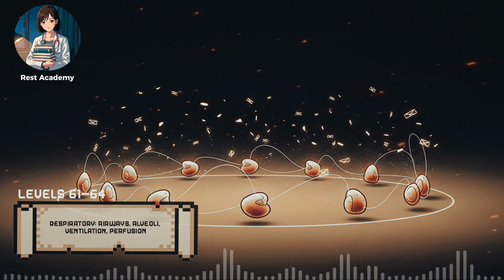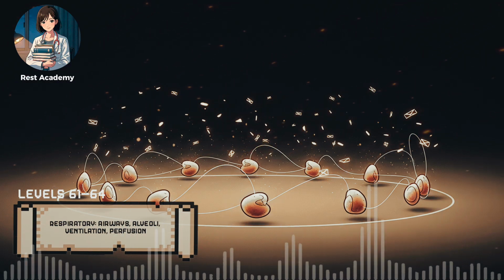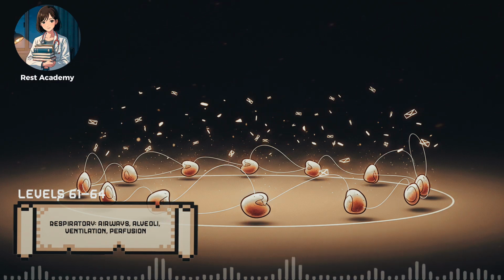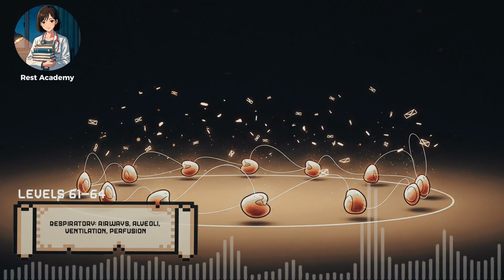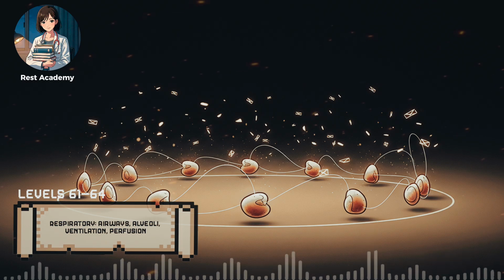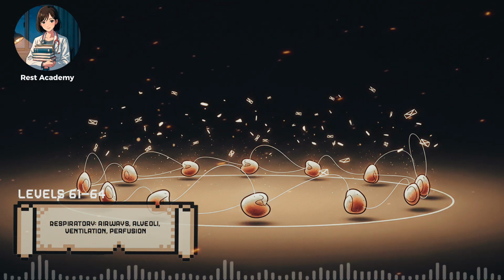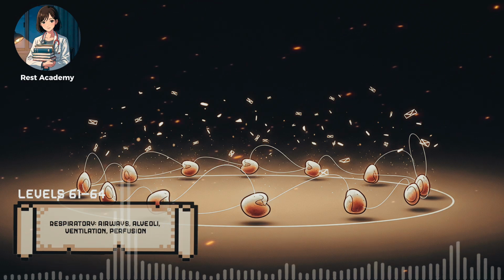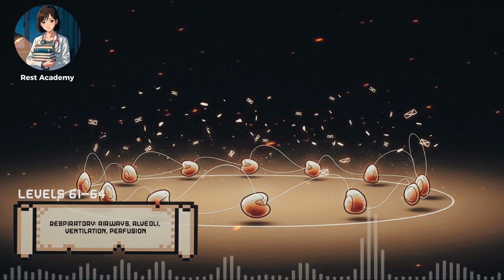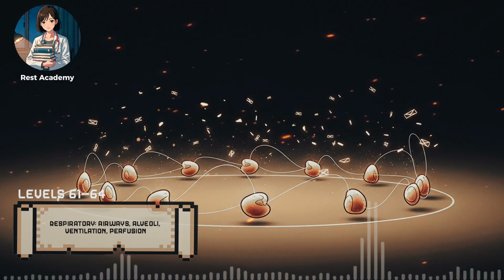A region with ventilation but no perfusion, dead space, contributes no oxygen. A region with perfusion but no ventilation adds deoxygenated blood to the output. Conditions like pulmonary embolism, chronic obstructive pulmonary disease (COPD), or pneumonia create VQ mismatch, reducing efficiency and causing hypoxemia.